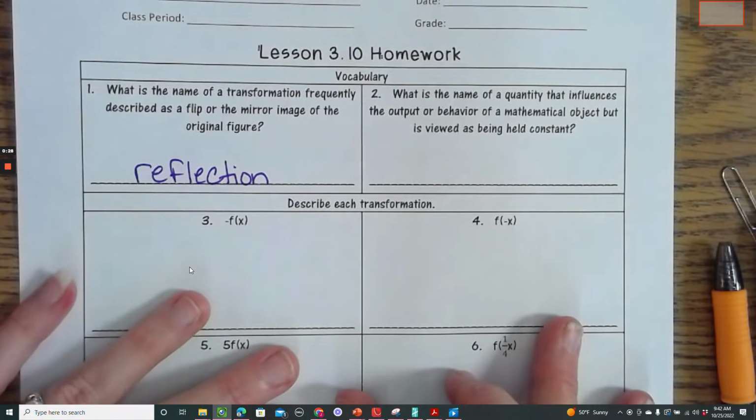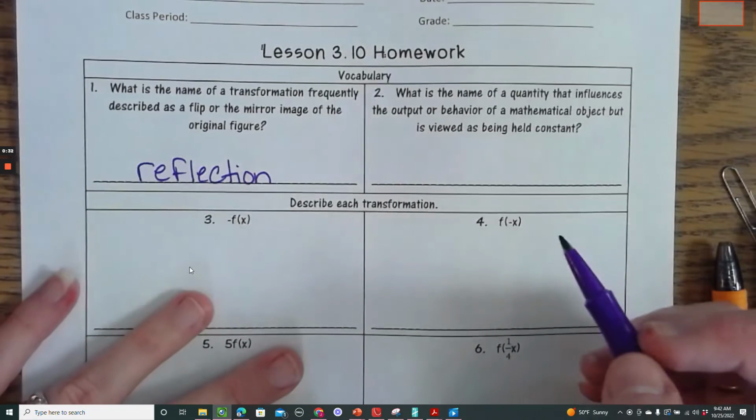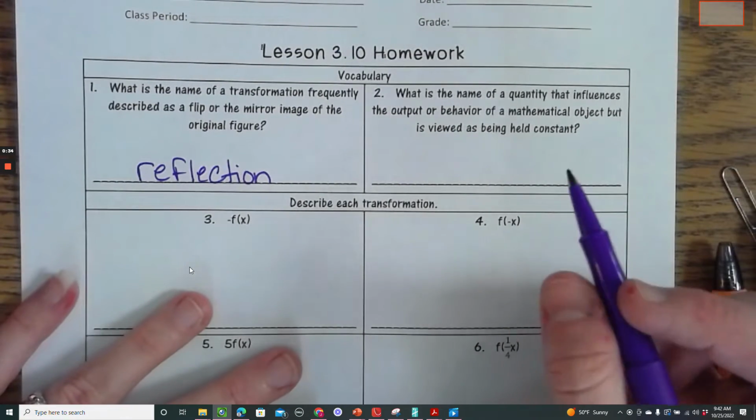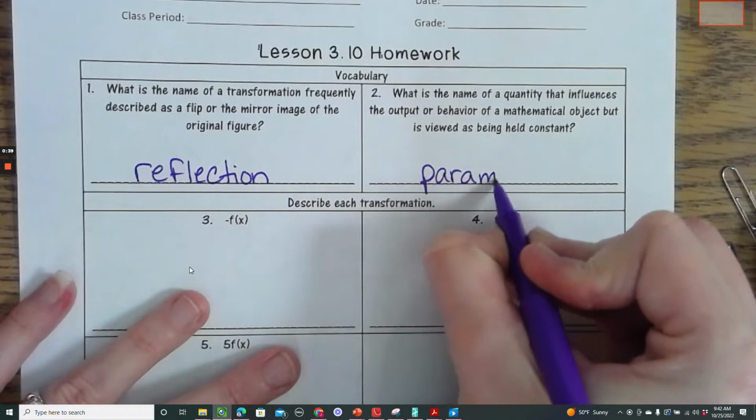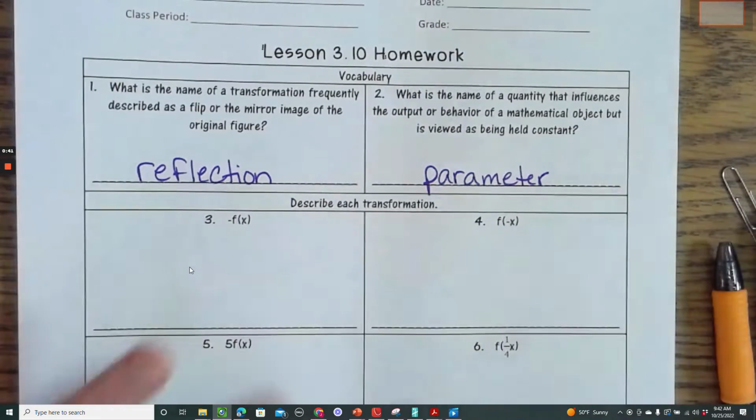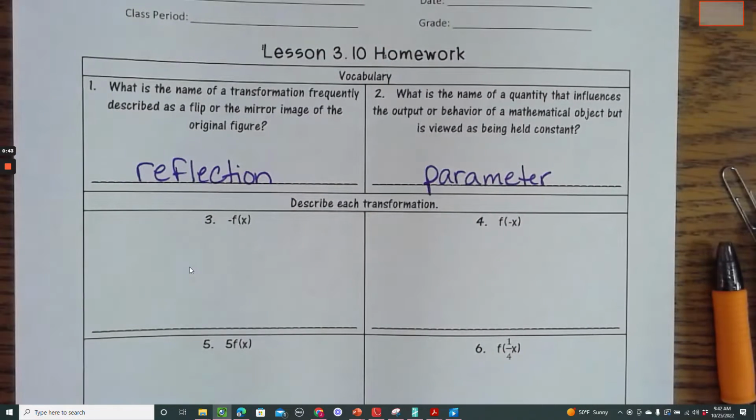And then number two, what is the name of a quantity that influences the output or behavior of a mathematical object but is viewed as being held constant? This one is a parameter. So that's what we're messing with. When we do all these transformations, when I do two up, two right, I'm messing with the parameters, the boundaries of what the parent function is. Remember, parent function of all these is just x. And we're doing all kinds of stuff to it to get like the 2x plus 3.